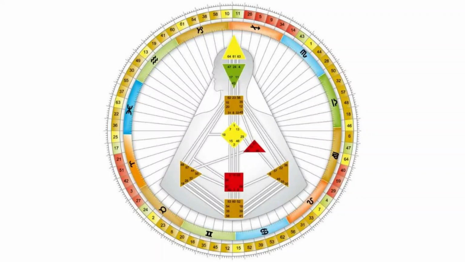Gate 38, the fighter, opposition. Location, root center. Channel 38-28, the channel of struggle. Circuit, the individual knowing circuit. Theme, the gate of purpose through challenge, the fight for meaning. Not-self distortion: picking battles for validation, resistance to cooperation, existential despair.